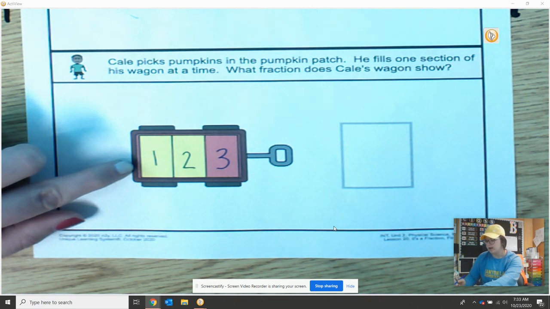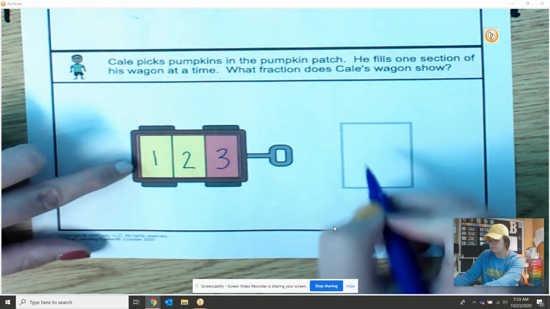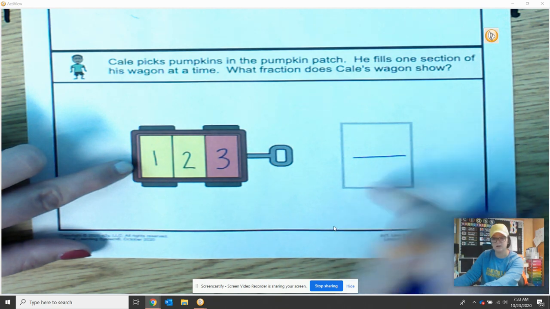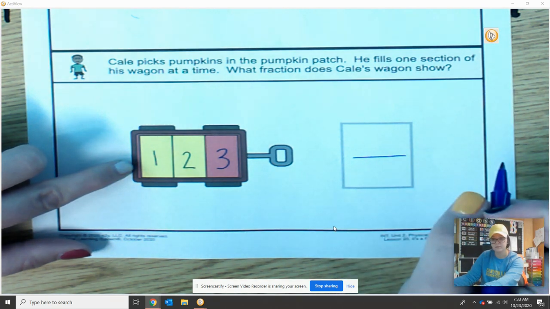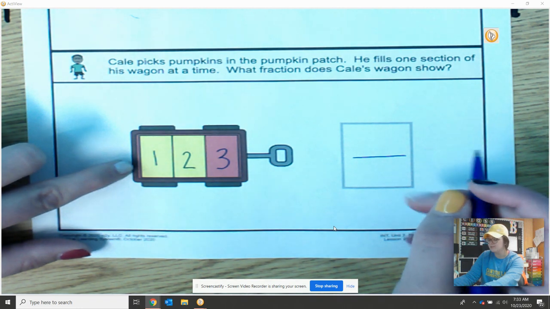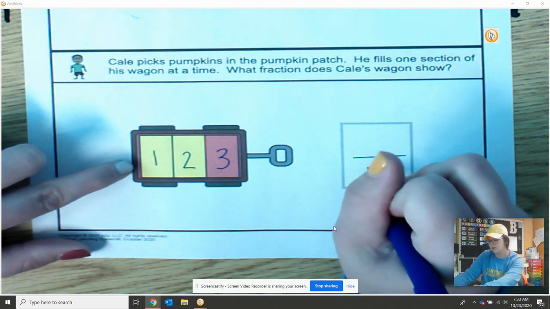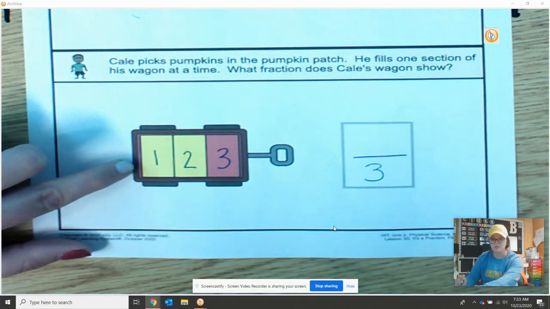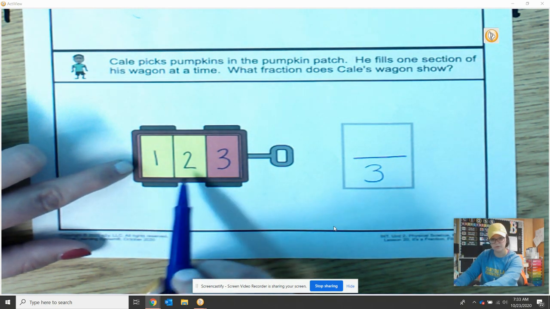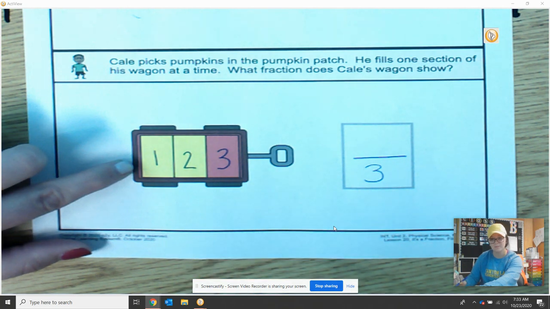So what's my bottom number going to be on this one? What's going to go down here? Did you say 3? Really great job, friends. 3 is going to go on the bottom of this fraction because there are 1, 2, 3 sections. Okay? Now I want to know how many parts of Kale's wagon did he fill, or how many sections did he fill?